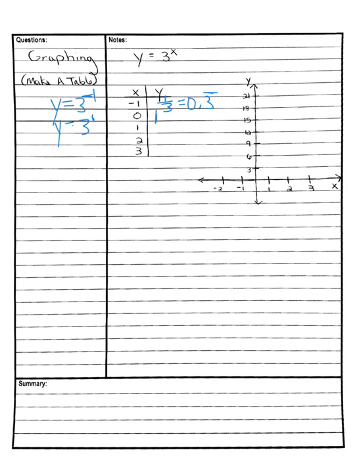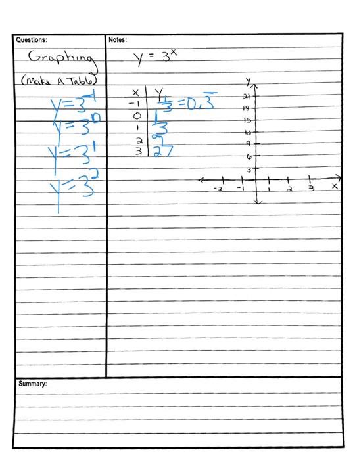And plug in a positive 1. Y equals 3 to the power of 1. And we know that's just a whole number 3. And we look at the next one. We plug in y equals 3 squared. And 3 times 3 is 9. And last but not least, we plug in that 3 and we're going to get 27. And so to graph this, you're going to start to see that curve.